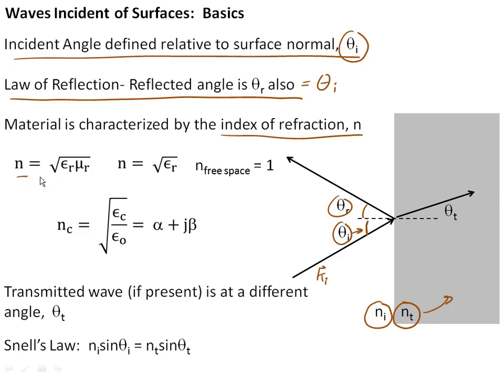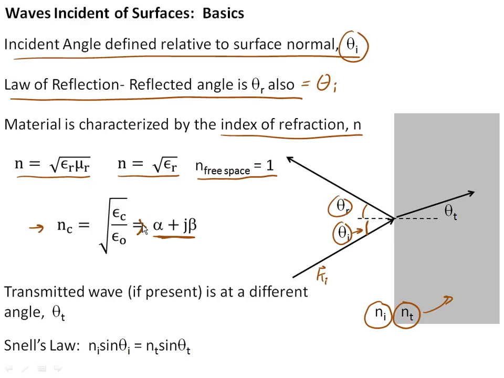And the index of refraction essentially in the general case is given by the square root of epsilon r and mu sub r. Of course, most materials are non-magnetic, so mu sub r is equal to 1. So in most cases you can simply say the index of refraction is the square root of the relative permittivity. And of course, since the relative permittivity of free space is 1, the index of refraction of free space is 1 as well. However, we've also seen that in lossy materials you have complex permittivity, and in the general case we can represent the index of refraction this way as the square root of the complex epsilon divided by epsilon naught, and essentially then we can tie that back to an alpha and j beta term.